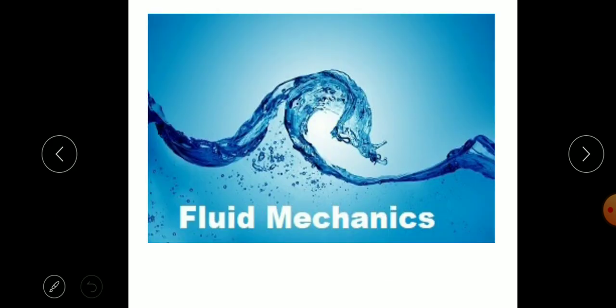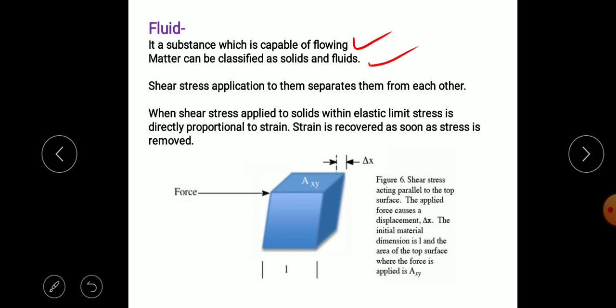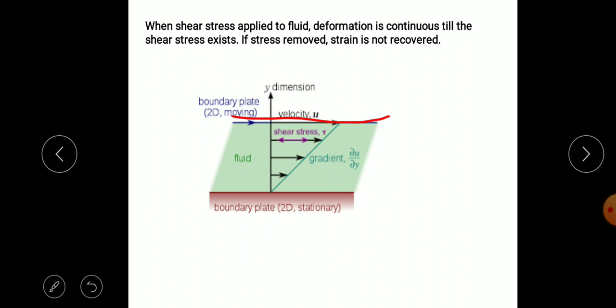Solids will not deform easily. A higher magnitude of shear force, a tangential force applied over the solid, will be required. Solids will be deformed only when the magnitude of the shear force is large. But in the case of a liquid, it starts flowing on application of shear force, and the magnitude of the shear force may be very small. That is the difference between solids and fluids.